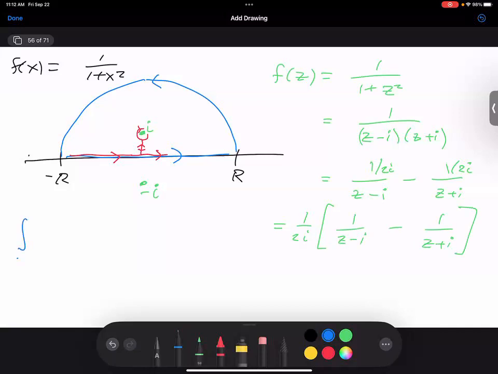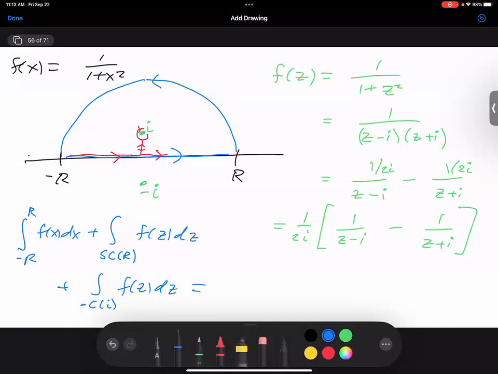And so what we would get is the integral from minus r to r of f of x dx, plus the integral over the semicircle of radius r of f of z dz, plus the integral over the circle centered at i, which I'll write here with a negative orientation because I'm going clockwise rather than counterclockwise, of f of z dz. And what will that equal? 0.